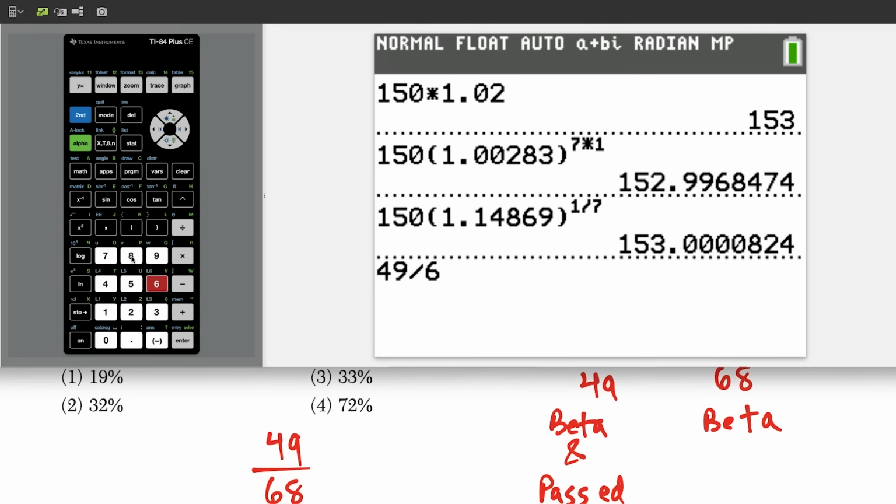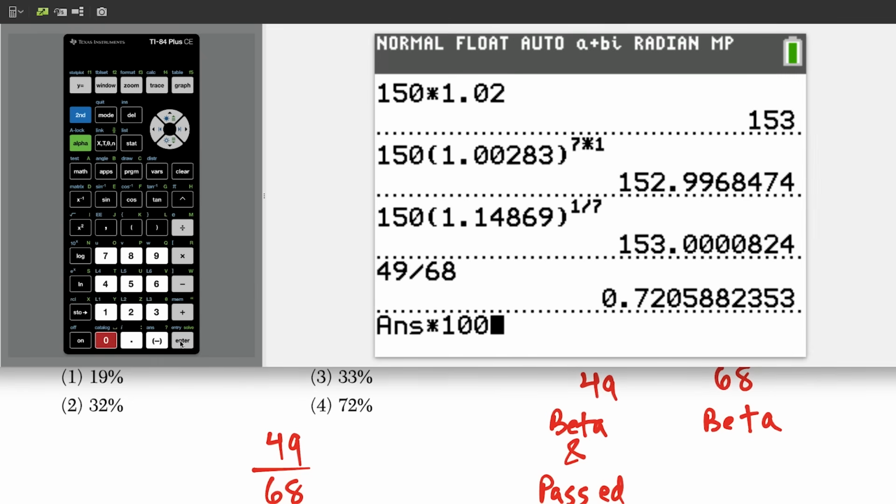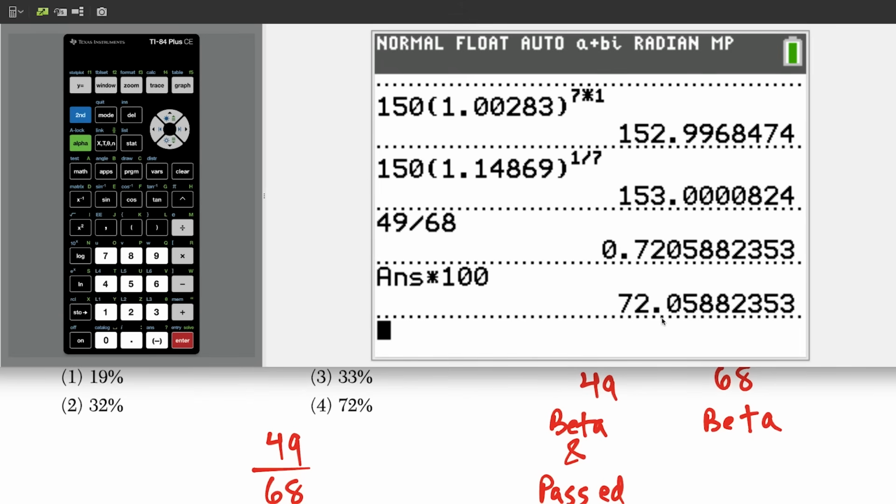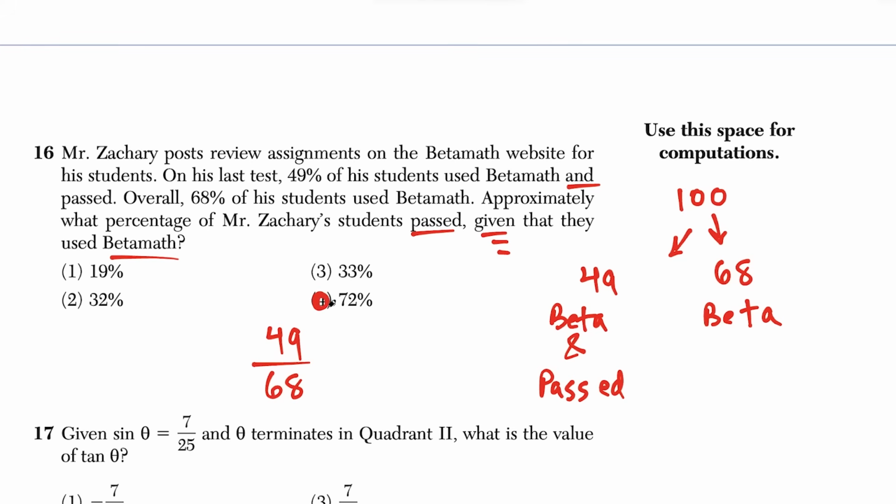49 divided by 68 gives us this decimal here, and if we multiply by 100, this will turn it into a percent. So we get 72% if we round to the nearest whole number. So for question 16, choice 4 is our answer.